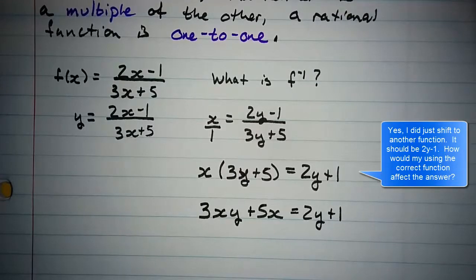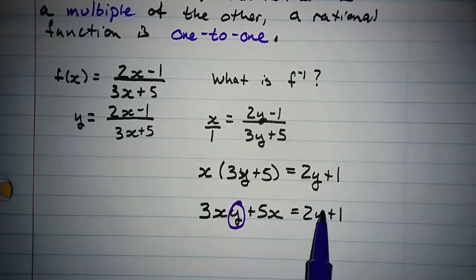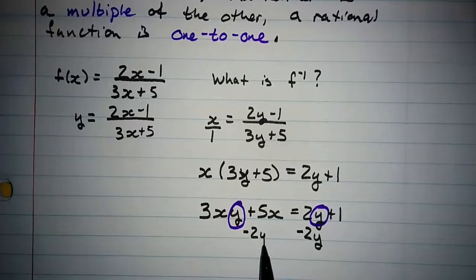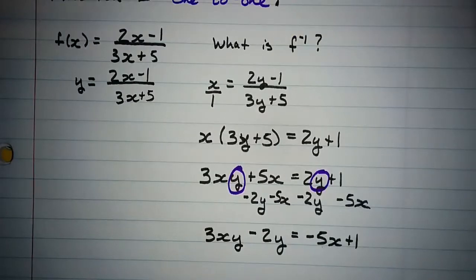Now I'm going to take a moment and remember what I'm doing. I'm trying to solve for y. So I need to get all of the y terms on one side, all of the terms without y on the other. I think I'll subtract 2y on both sides and subtract 5x on both sides. I'll get 3xy minus 2y. I want to get y by itself.